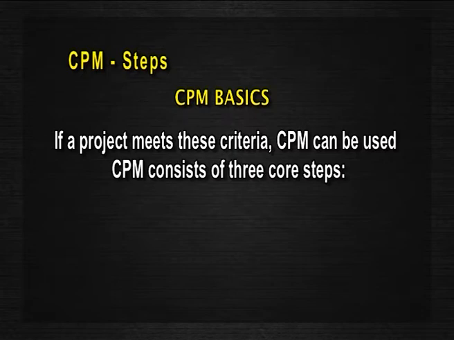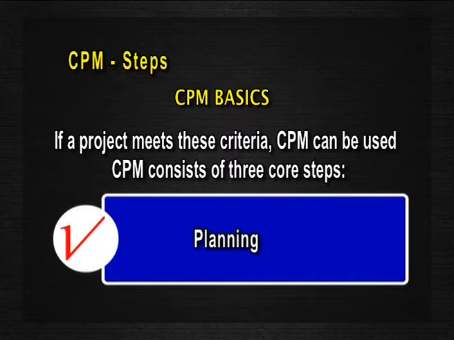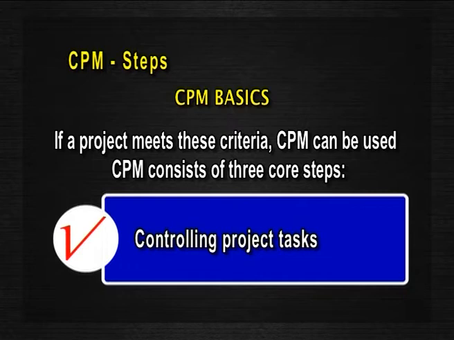CPM consists of three core steps, that is, planning, analyzing and scheduling, and finally controlling the project tasks. To plan a project using this method, a diagram of each of the tasks comprising a project must be devised. The diagram can be constructed by first assigning a symbol such as X, Y or Z, or identifying label to all of the tasks and listing them in the order that they are to be performed.